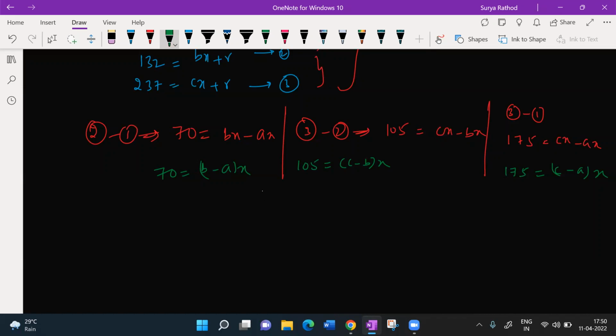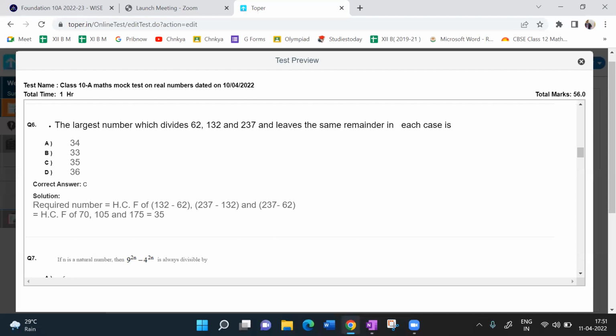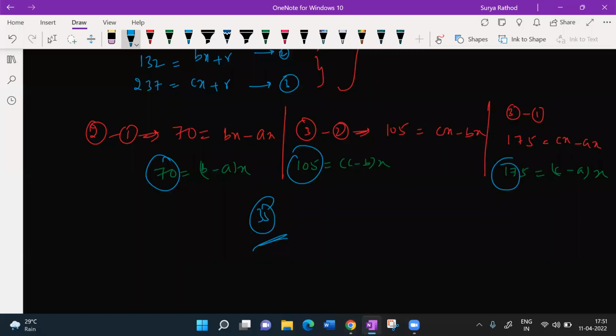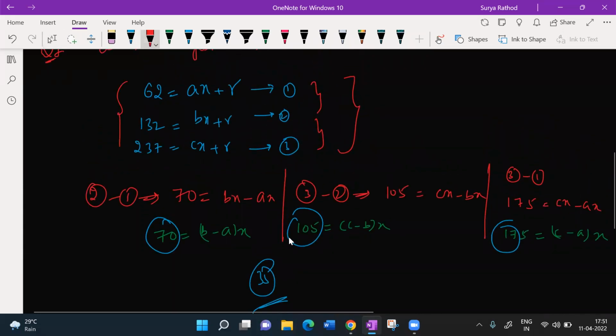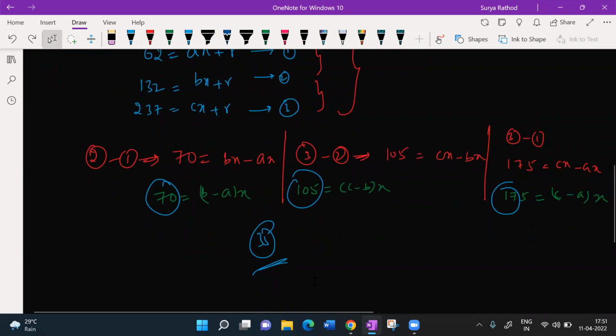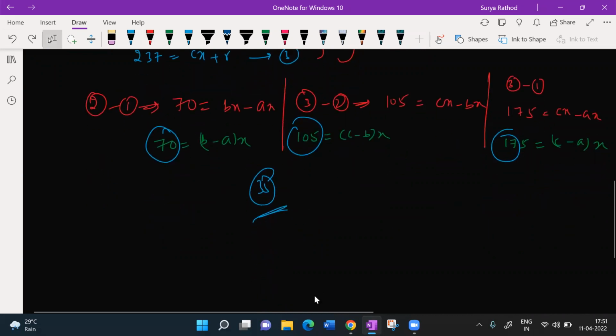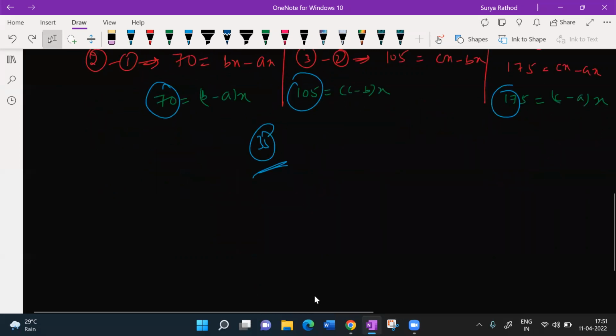So now here, this is what I got. Now check how we got 105 and all. See, you take the HCF of all this. HCF of all this, what do you get? 35. That is how we solve this. The largest number divides and the same remainder. Look at this, in every case the remainder is the same. So HCF of 70, 105, 175 gives me the answer which we wanted. Correct? The question is asking for the largest number, so we need to find the highest common factor.